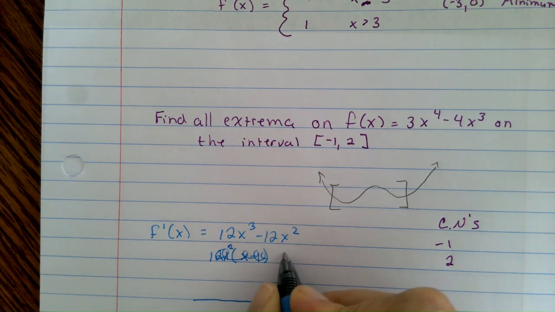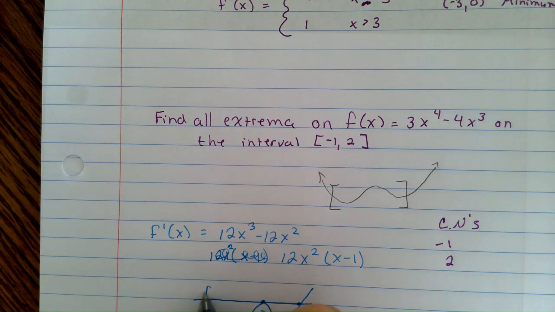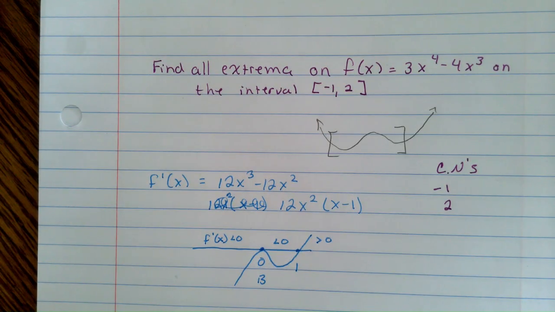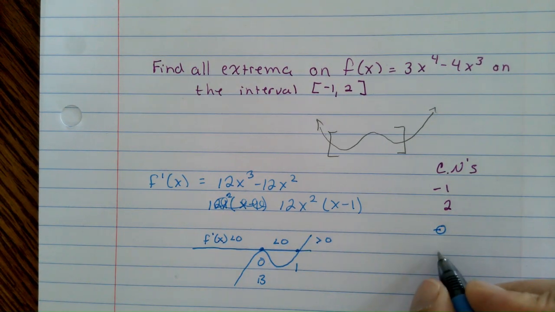I didn't write that very clearly. 12x squared, x minus 1. Because it's squared at 0, we know that's a bounce. 1 would be a cut. So we're going to get this kind of thing going on. So below 0, below 0. So f prime of x is less than 0, then greater than 0. So 1 is going to be an important number. 0 is going to be a critical number as well, but we're not going to see a change in direction here. But we will go ahead and check it as well.